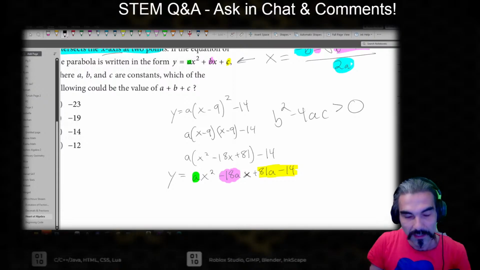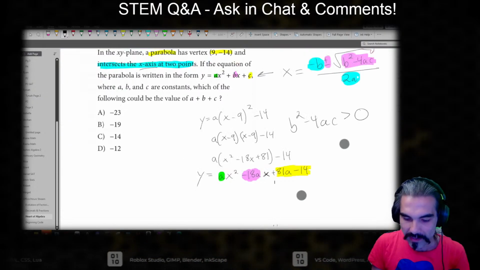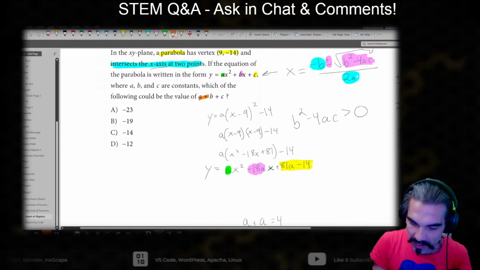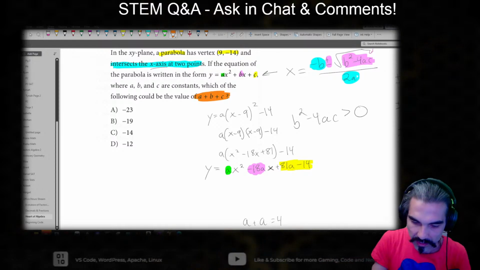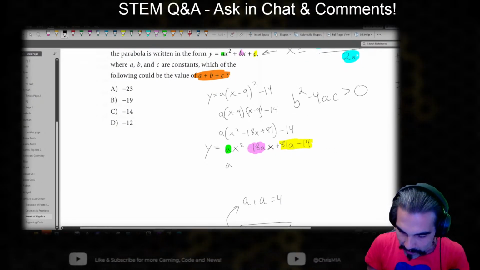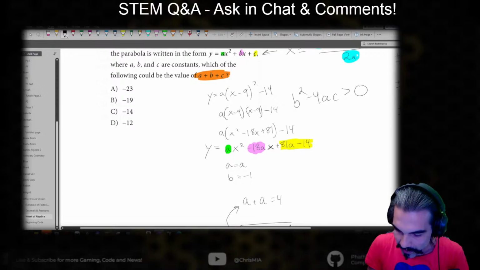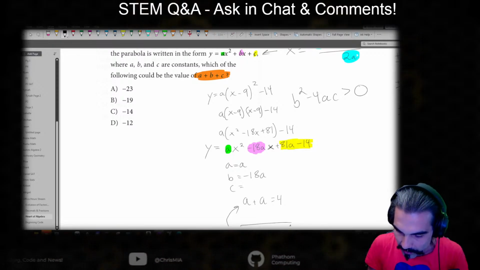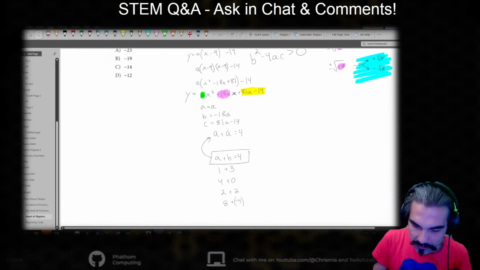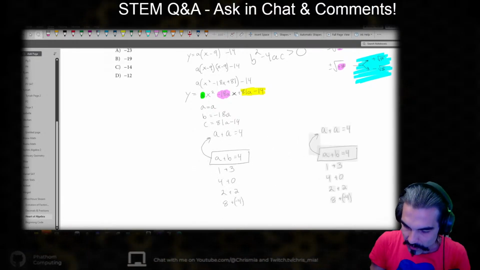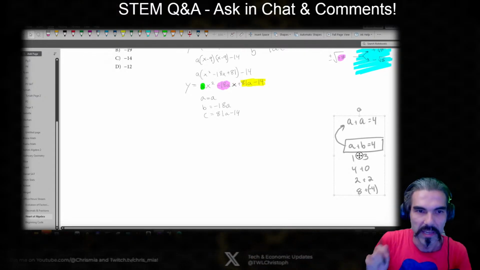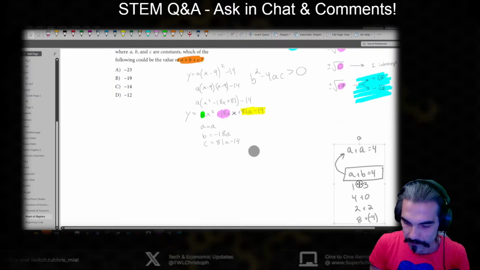All right, almost there. With that in mind, we can now use this little cheat they gave us: a plus b plus c is equal to one of these answers. We have an a, we have a b, we have a c. Our a is a, our b is negative 18a, and our c is 81a minus 14. If you're clever, you're going to start seeing that we're making our way to a single variable situation.